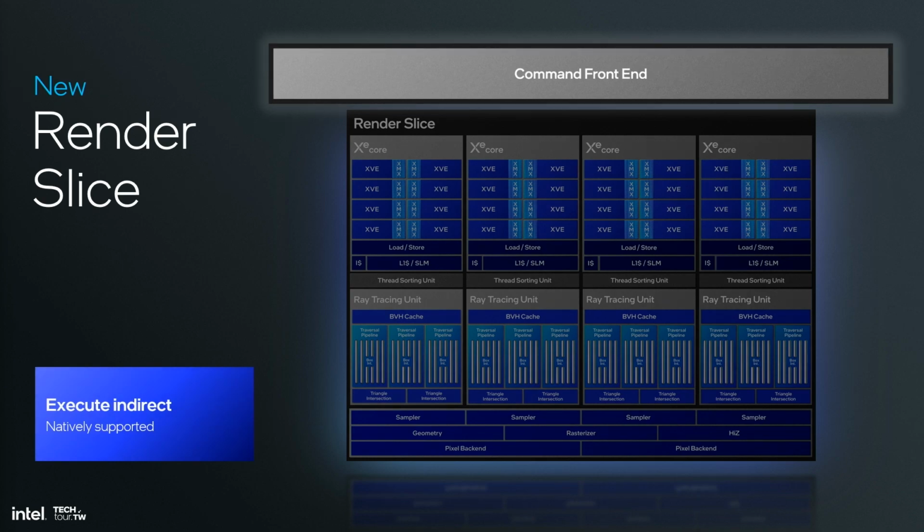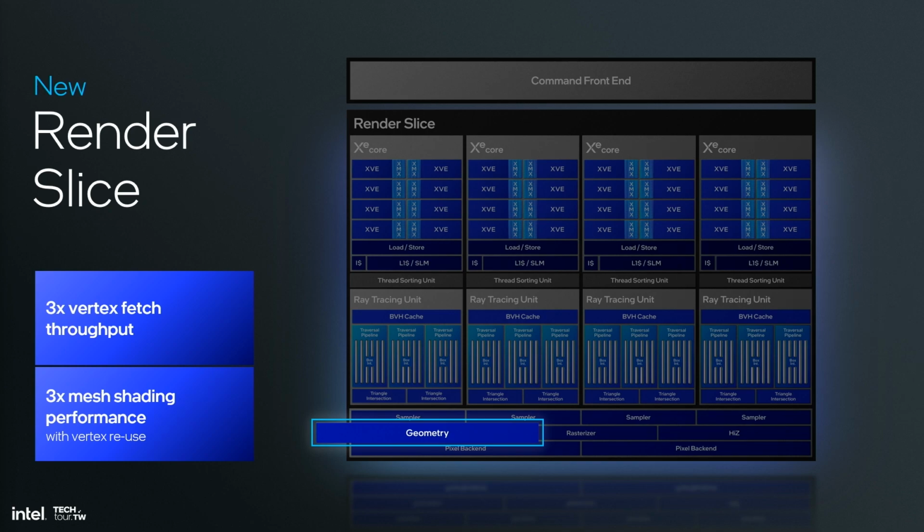Okay, so one of the big things we've done up top in the command front end is to implement execute indirect, as I mentioned, directly in hardware. That makes a big difference, and it's used by engines like Unreal 5 extensively. So having support for this in hardware is pretty much a need for next generation games.